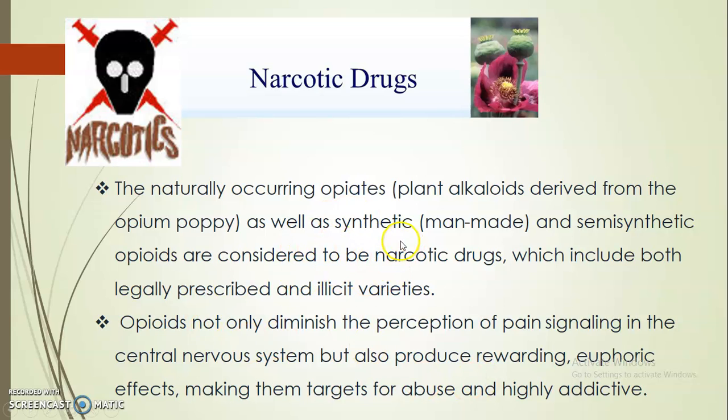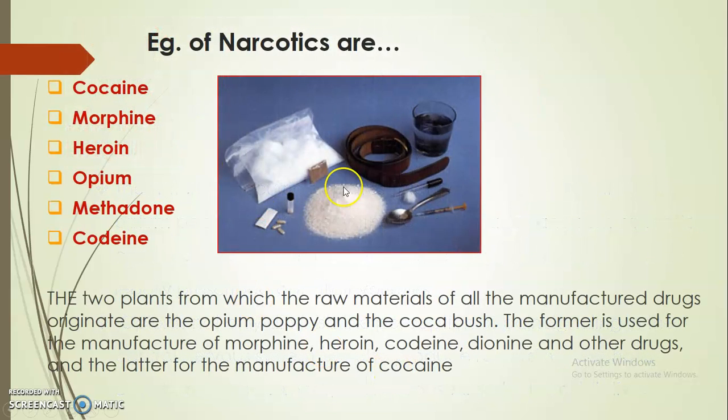The naturally occurring opiates, plant alkaloids derived from the opium poppy plant, as well as synthetic, man-made and semi-synthetic opioids are considered to be narcotic drugs, which include both legally prescribed and illicit varieties. Opioids not only diminish the perception of pain signaling in the central nervous system, but at the same time produce a rewarding euphoric effect, making them a target for abuse and highly addictive. Examples of narcotics are cocaine, morphine, heroin, opium, methadone, codeine.